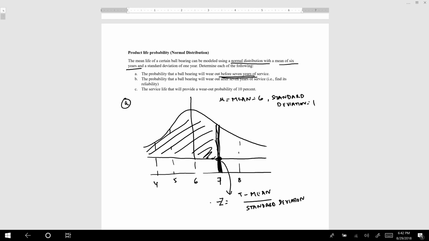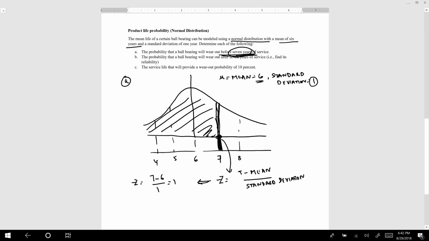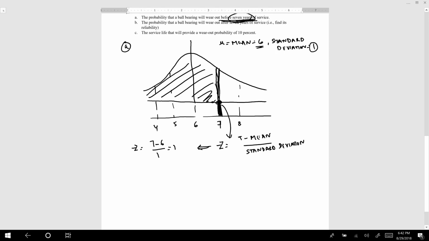So if I wanted to calculate this, my z-score would be, t is before 7 years, so 7 minus the mean of 6 years, divided by the standard deviation, which is 1. So my z-score is 1. Once we get a z-score, we find the probability when z is less than 7. They wanted the failure before 7, so for this we will use a z table.